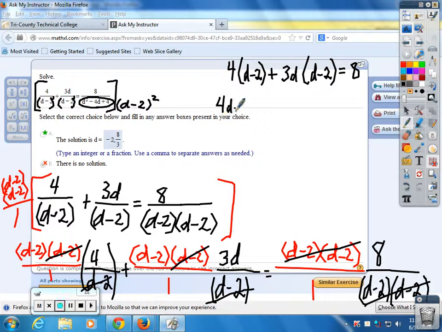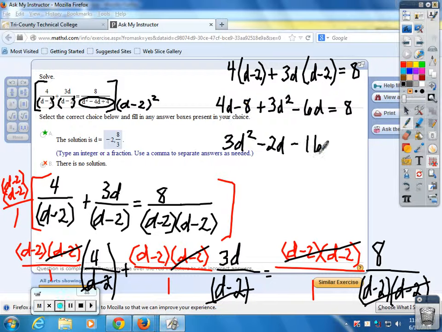4D minus 8 plus 3D squared minus 6D is equal to 8. So 3D squared, 4D minus 6D, minus 2D. What happens to the 8's here? Well, this negative 8 is right here. You bring this one over, and it becomes what? Negative 16.